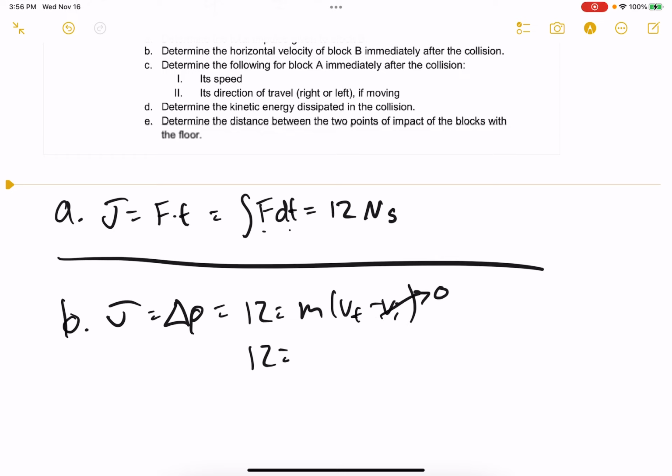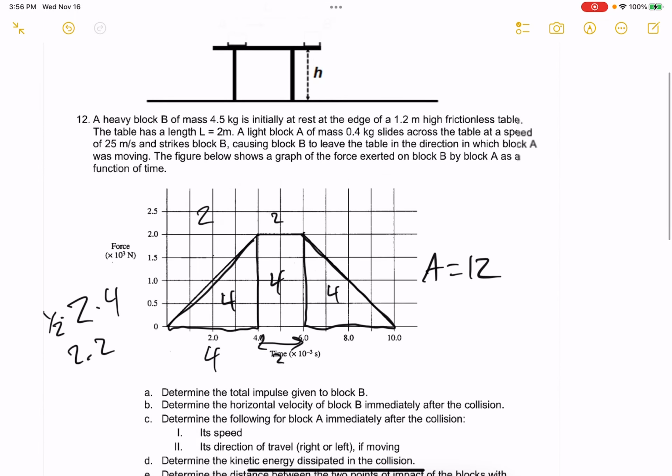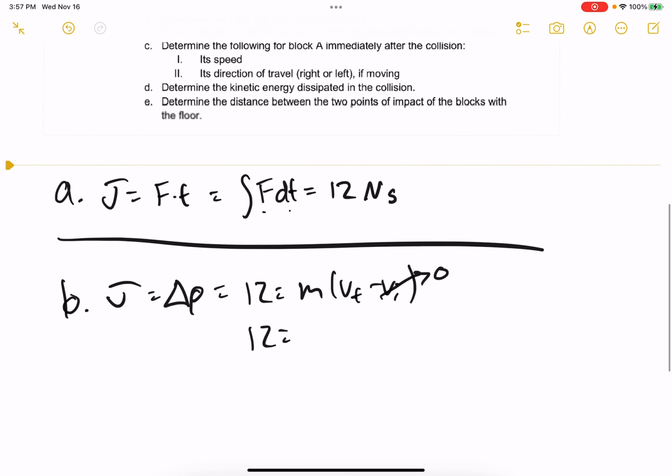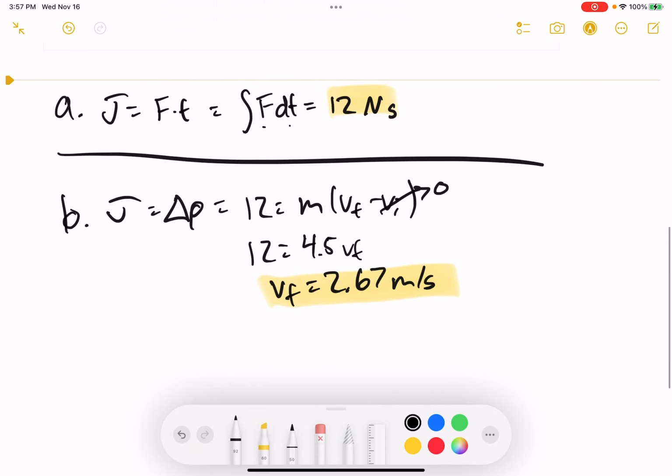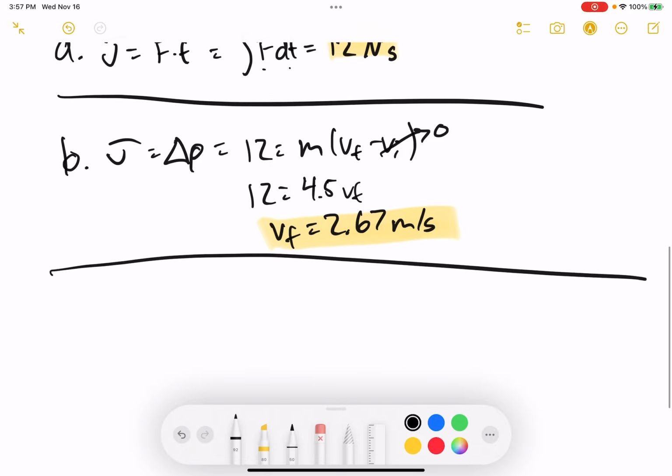Okay, so we have 12 equals, and then our mass is 4.5, 4.5 times vf. So vf is just 12 divided by 4.5. Okay, so we have vf equals 2.67 meters per second. Okay, so hopefully not too bad so far. We've been able to get 2 answers pretty easily. I don't think those should have been too bad for us. Okay, but let's go ahead and move on to C.